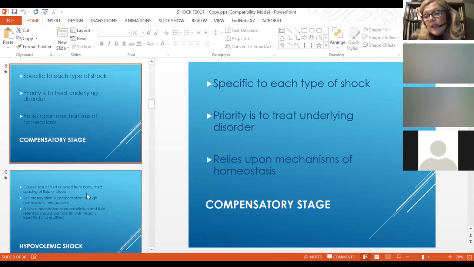You're going to have an increase in the heart rate. You're going to have the massive vasoconstriction in the periphery that will give you that narrowing pulse pressure. You're going to have activation of the RAS system. So all of those compensatory mechanisms will serve to help improve intravascular volume. It will help to improve the pump action of the heart. It will help perfuse the vital organs.